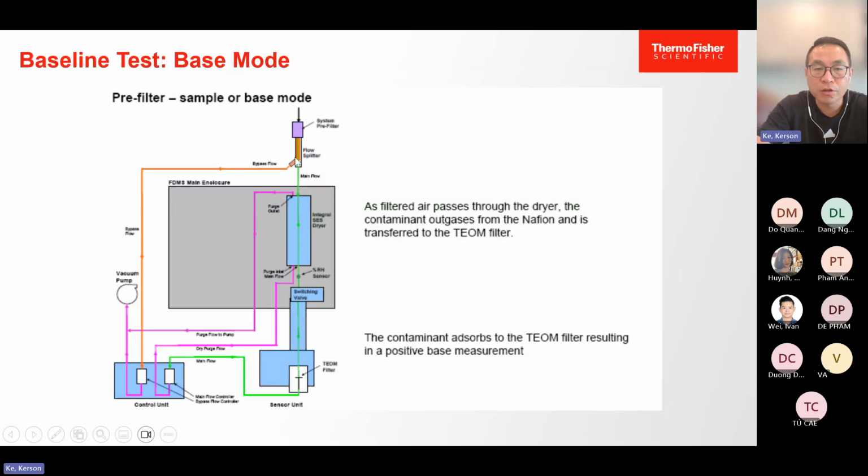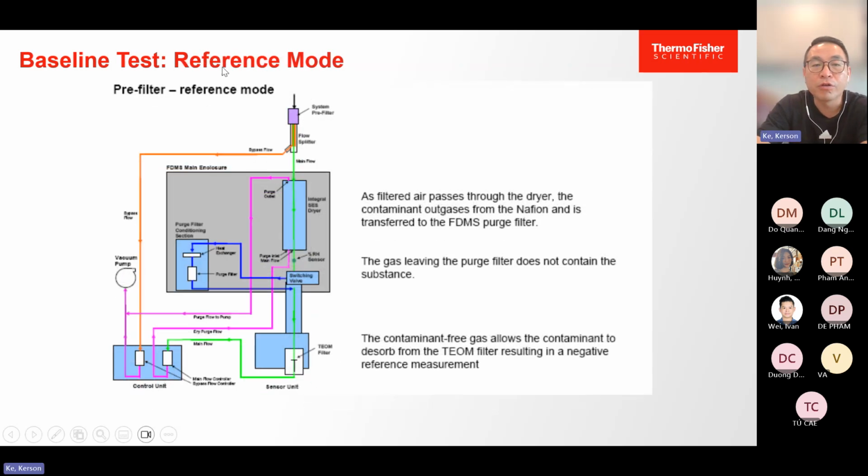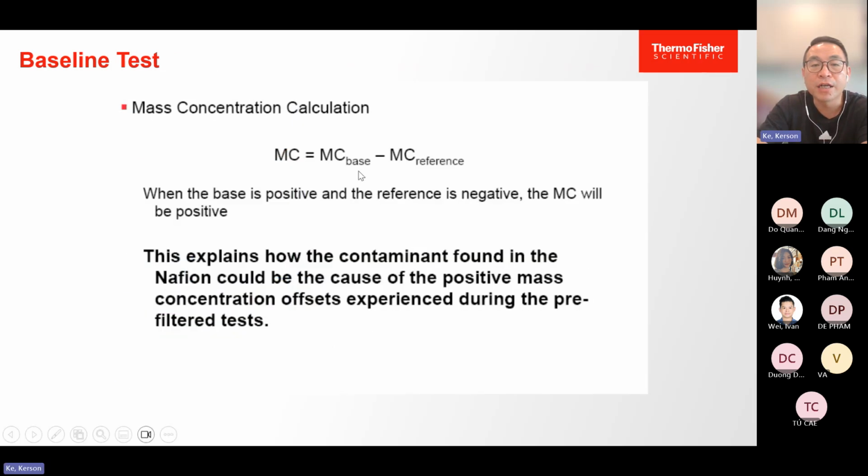So the sample just goes down all the way to the TEOM. And this is the so-called reference mode. In reference mode, it will go straight and switch here to this filter, maintained at 4 degrees Celsius. Okay, then it goes to the TEOM. Then we have this calculation for the mass concentration.